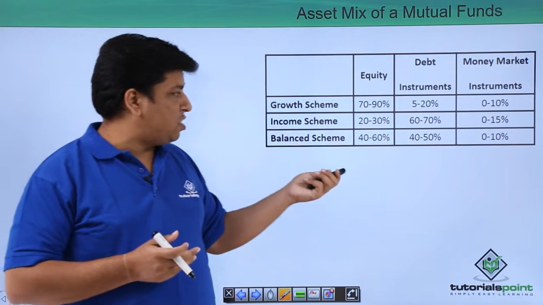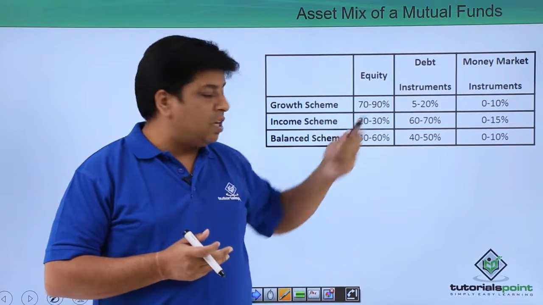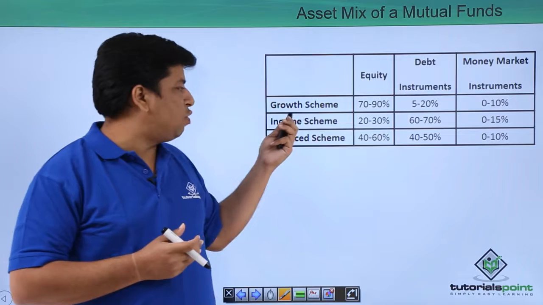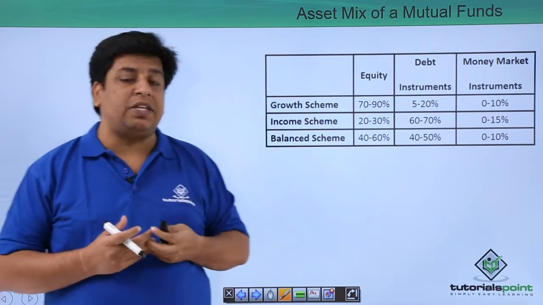In the balance scheme, 40 to 60% investment happens in equity, 40 to 50% investment happens in debt, and 0 to 10%, just like the growth scheme, 0 to 10% investment happens in money market instruments.